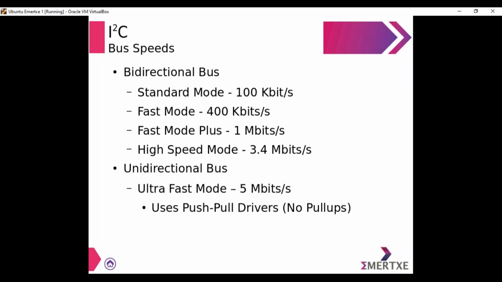The standard mode helps you transmit data at 100 kilobits per second. Fast mode can transmit 400 kilobits per second. Fast mode plus can transmit 1 megabit per second. And high speed mode can transmit 3.4 megabits per second. And in the unidirectional bus mode, you have ultra fast mode where you can transmit 5 megabits of data per second.